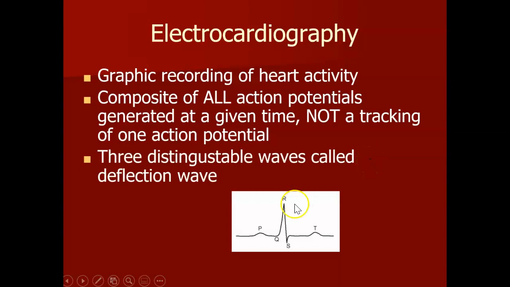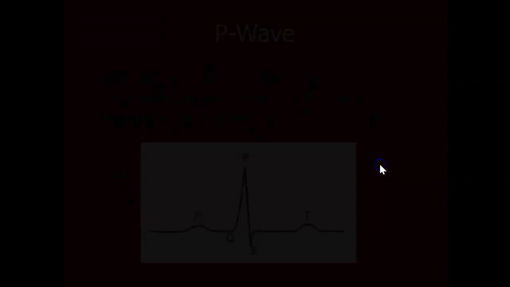There are three distinct waves called deflection waves that we're going to talk about, and then segments between them that indicate things that are happening in the heart. So typically we refer to the P wave, the T wave, and then there's a QRS segment or QRS wave. But again, each one of these is representing a specific activity of the heart.